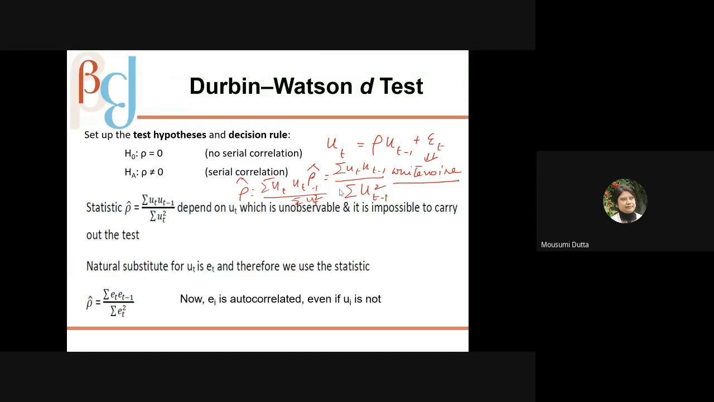So again, you have to consider the natural substitute of u, which is e. Already in the general course, we introduced the notion of residual. Residual is some sort of estimator of u. So instead of using u, the next suggestion will be you use e, the residual term. So you can present an alternative estimator of rho.